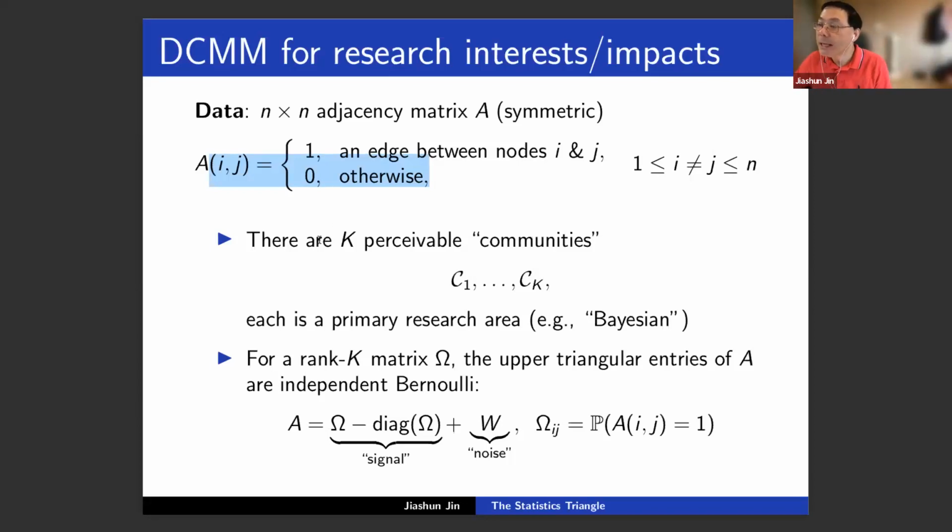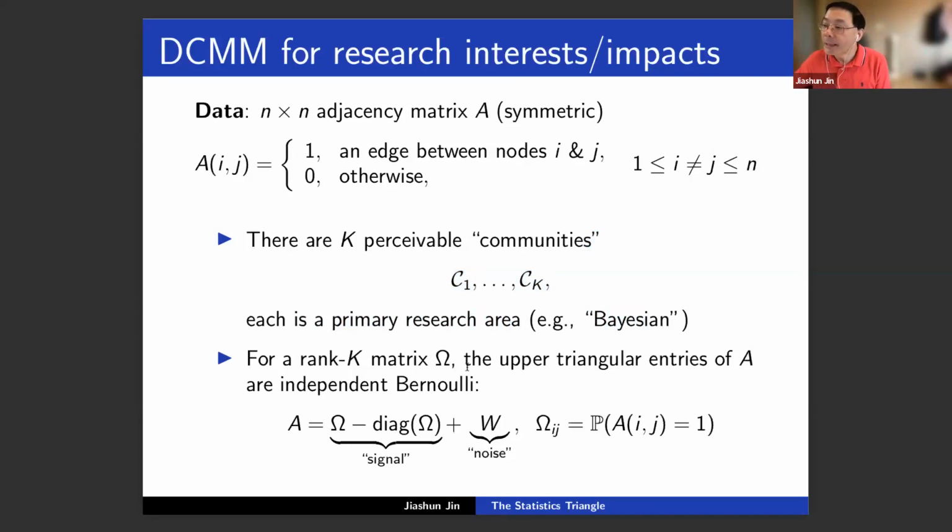Now, we assume there are K perceivable communities. We do not know them. We do not know K, and we do not know the communities. Communities in networks refer to tightly woven groups of nodes which have more edges within than across different communities. Just like clusters in unsupervised learning, a cluster is intuitive, but it's pretty hard to define rigorously. So a community is actually just a cluster in a network. You may think of each of these communities as a primary research area. For example, Bayesian, nonparametric, that's a community.